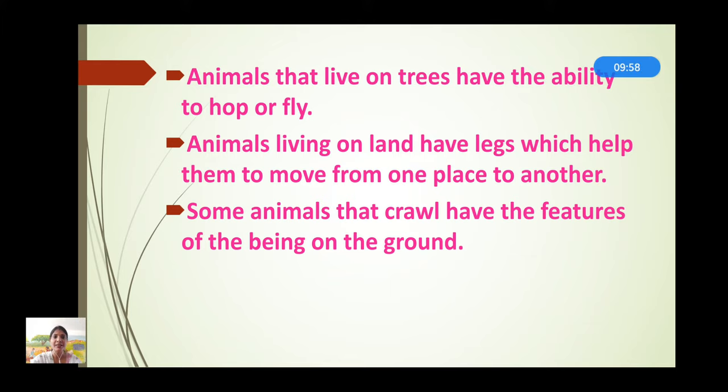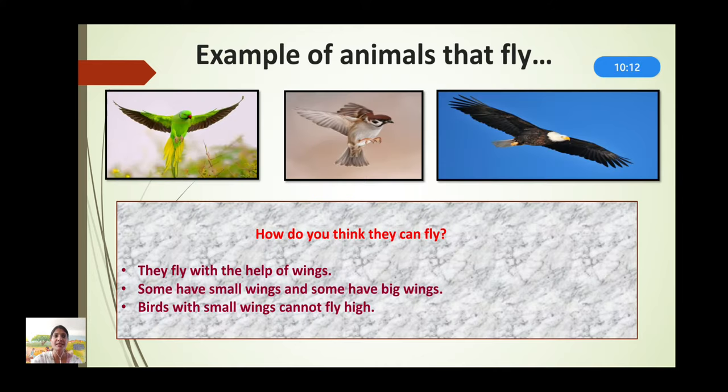Now, some animals that crawl have the features of being on the ground. They crawl on the ground and they move from one place to another. Now, examples of animals that fly. How do you think they can fly? Yes, they fly with the help of wings. In the previous lecture, I told you about birds. How do they fly? With the help of wings, feathers, isn't it? Now, some have small wings, some have big wings.